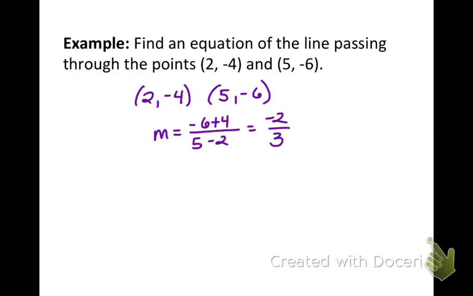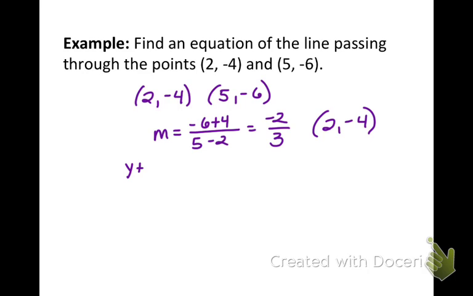Now you get to play favorites. Which point's your favorite? (2, -4) you like better? It doesn't matter which one you use, you'll end up with the same answer. So pick one of the 2 points, and then we're going to plug this into point slope form, take it to slope intercept form, then we're going to take it to standard form. Okay, so point slope first.